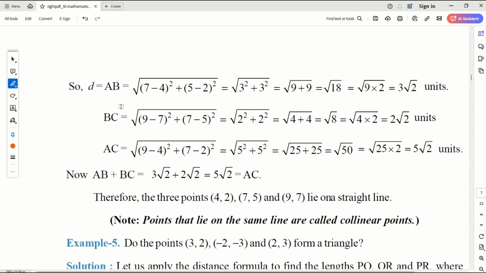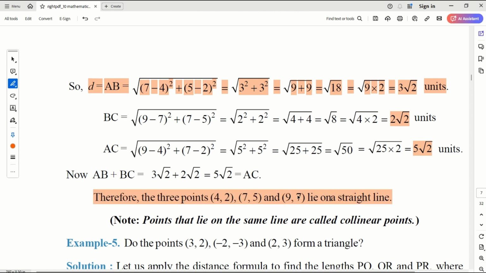So if I see here, he has applied the distance formula on AB, BC and CA. What we got is 3 square root of 2 units for AB. BC is 2 square root of 2. AC is 5 square root of 2. Okay. Now we can clearly see AB plus BC is equal to 3 square root of 2 plus 2 square root of 2, which is equal to 5 square root of 2. That is nothing but AC. Okay. So AB plus BC equals AC. This is possible if and only if they are on a straight line.